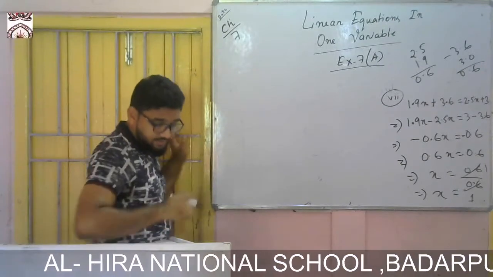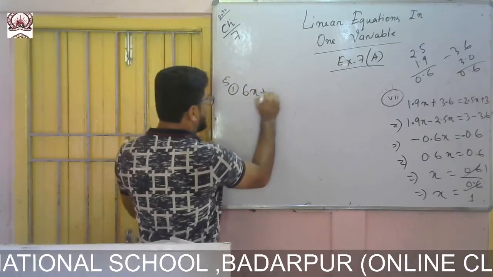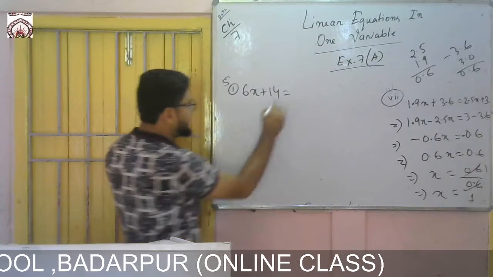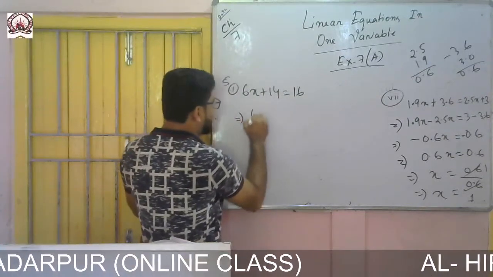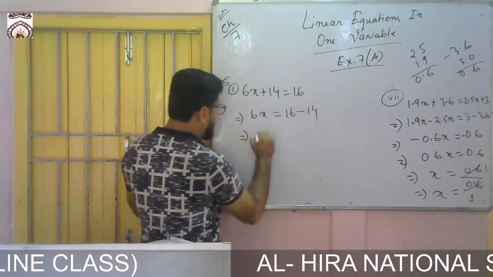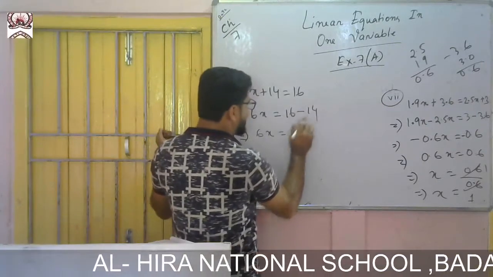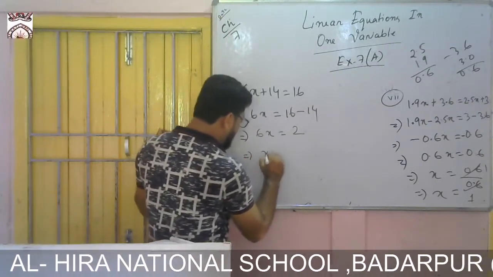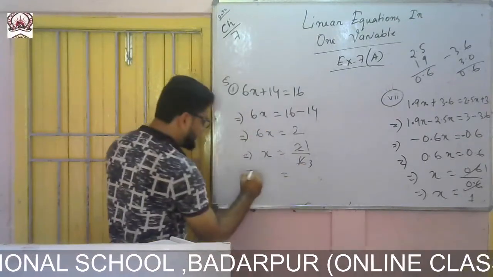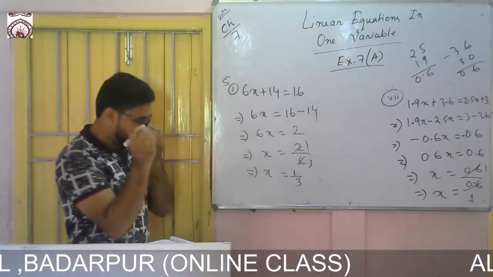6x plus 14 equals 16. So you check, 6x equals 16 minus 14. Okay. Then 6x equals 16 minus 14, it is 2. Then x equals 2 by 6. Then cancel, 1 by 3. x equals 1 by 3. 2 1s are 2, 2 3s are 6.